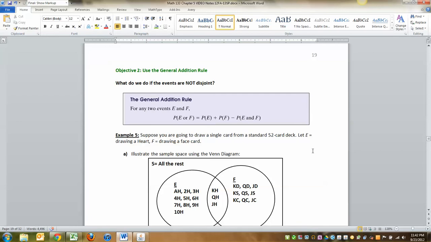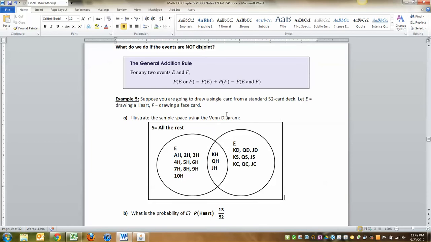So the question becomes, how do we find probabilities if the events are not disjoint, i.e. if there's an overlap? And the answer is you use this general addition rule. You take the probability of one event plus the probability of the other one, and then you subtract away the overlap. Let me see if I can get you to understand what I mean.